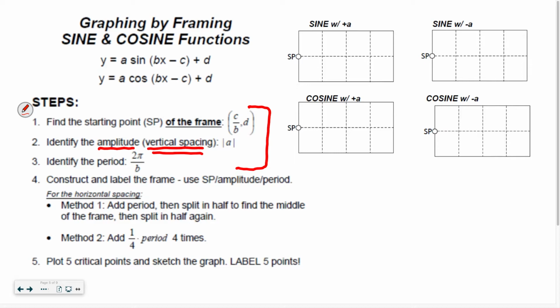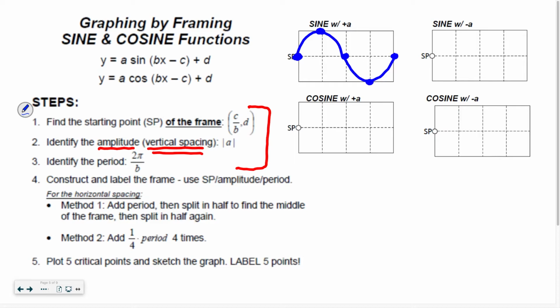The last one would be plot the 5 critical points and sketch the graph. And this you need to make sure you do at the bottom of your blue sheet. You already know 2 of the graphs, right? Sine with the positive A is going to start at the starting point in the middle. And then we're going to go mountain high and valley low. So those are going to be our 5 critical points that we label.